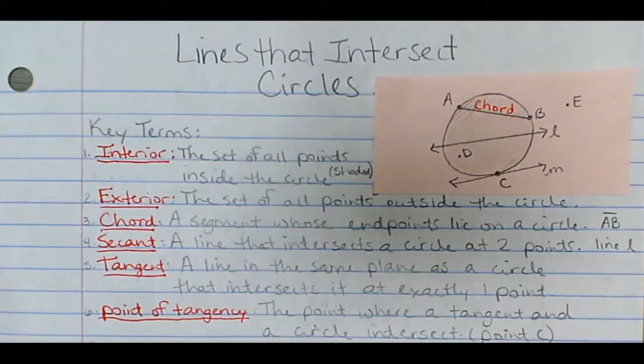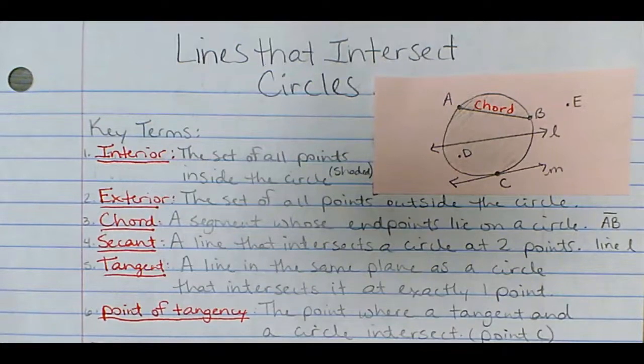The tangent, which we've heard before, right? Sine, cosine, tangent. Tangent is a trigonometric function, and the tangent of an angle is equal to the opposite side over the adjacent side in a triangle. But here in a circle, a tangent has a different definition.